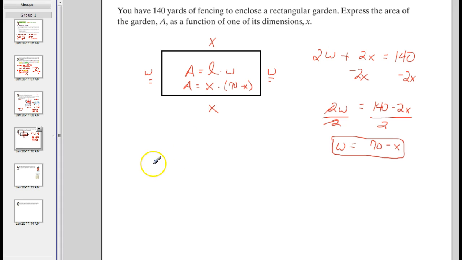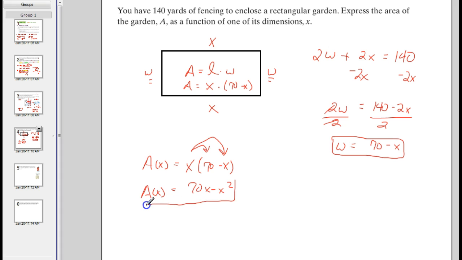Right? So what we end up with here is a function, area, the function of x, is equal to x times 70 minus x. And again, we would distribute to simplify this. So x times 70 is 70x, minus x times x is x squared. So there's our area function in terms of one of its sides, x.